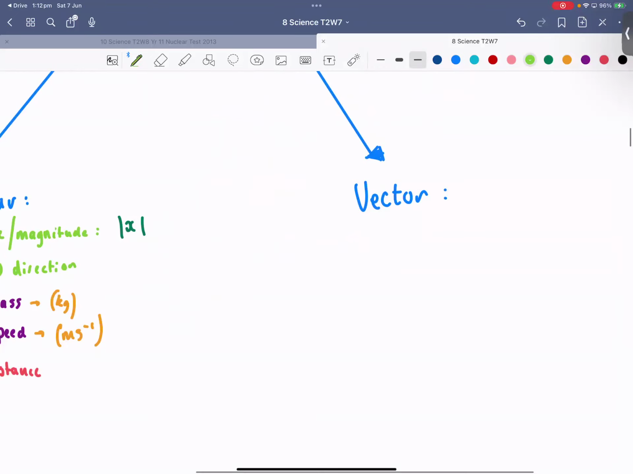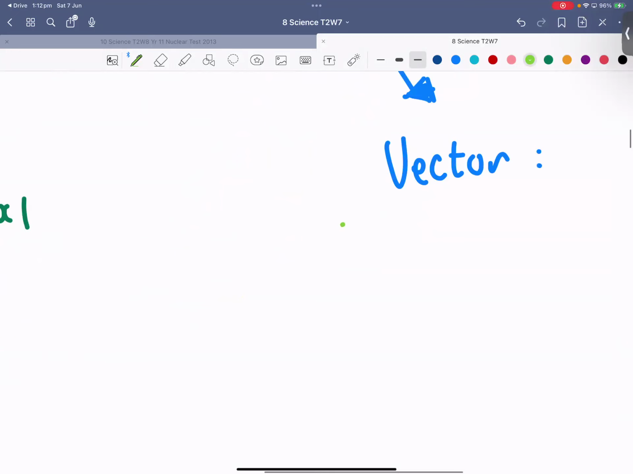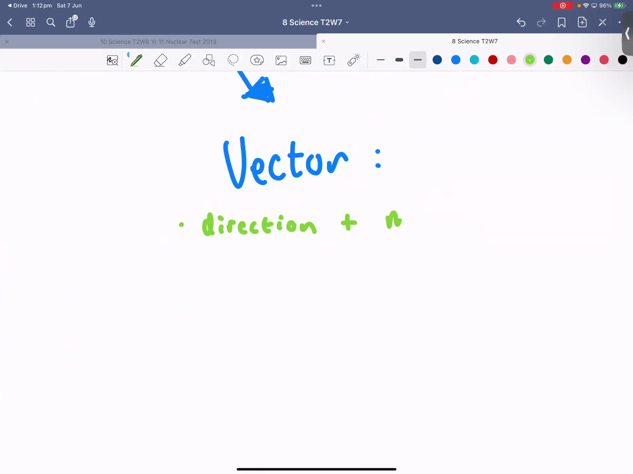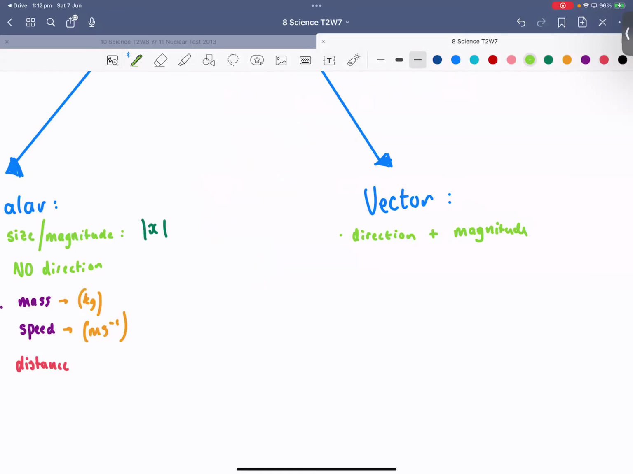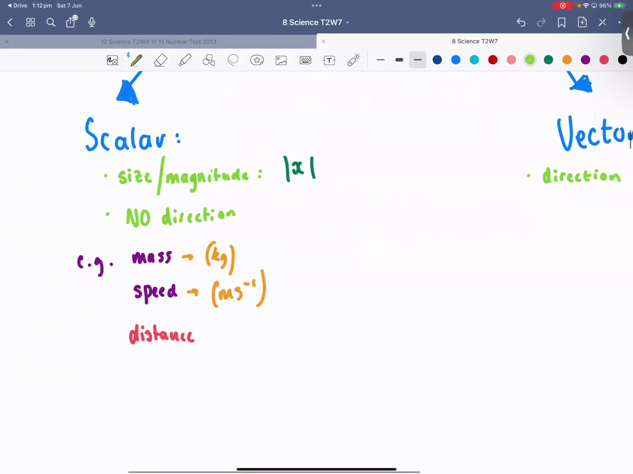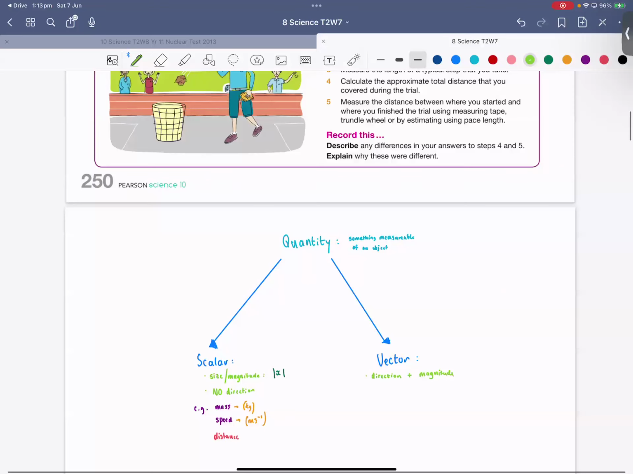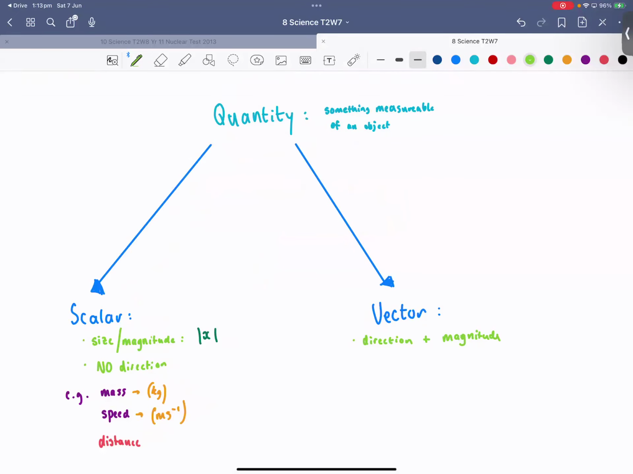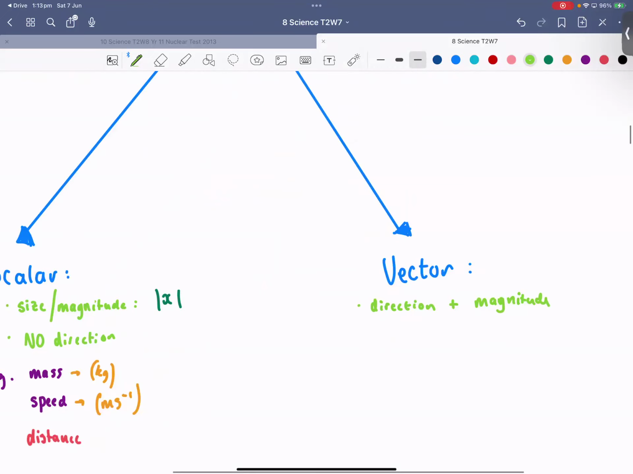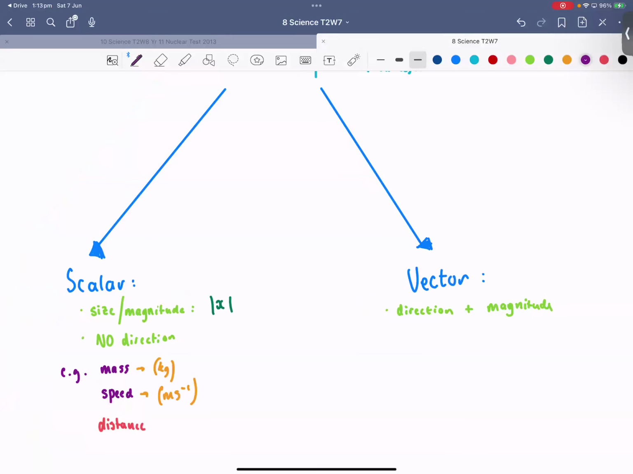Guys, a vector. What is a vector, Raj? You need both direction and magnitude. Distance, I'll explain distance in detail. This means when I say something, I have to provide its direction with it.